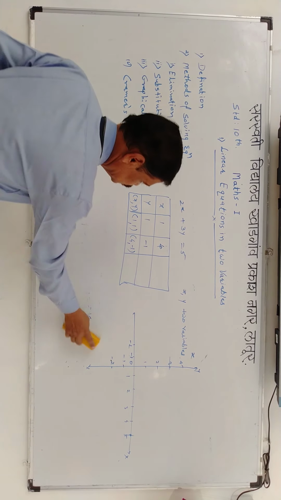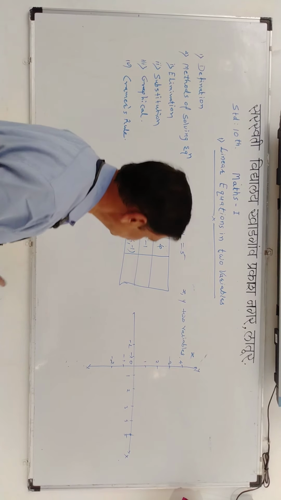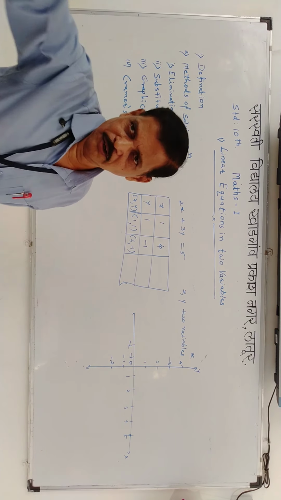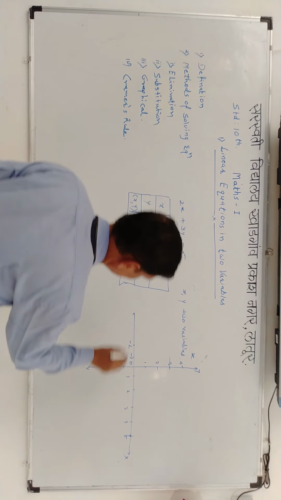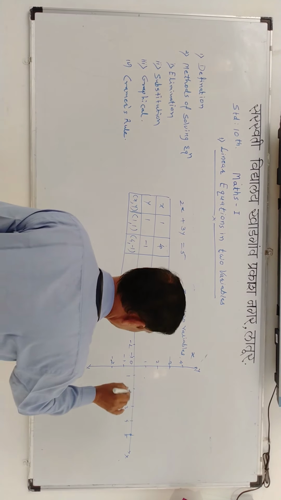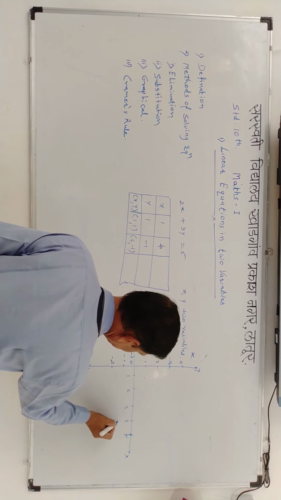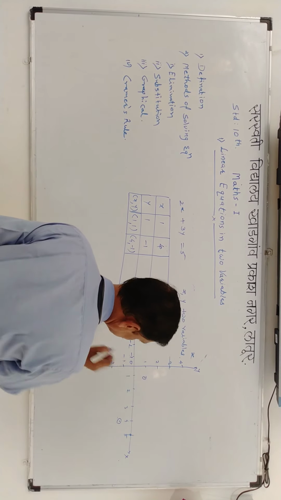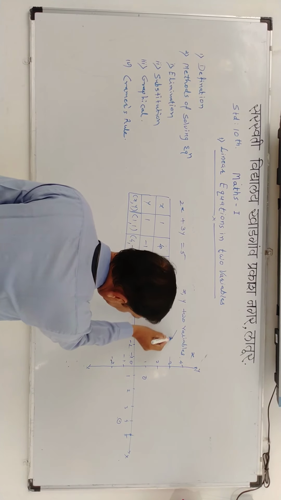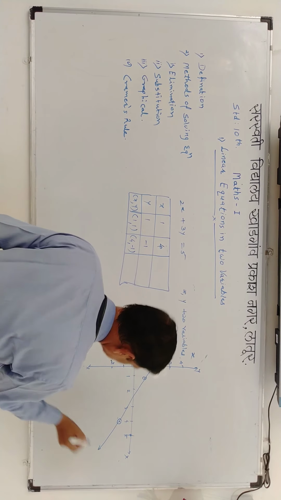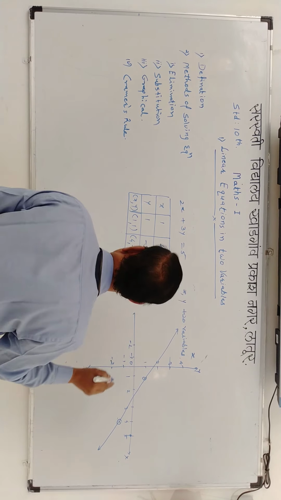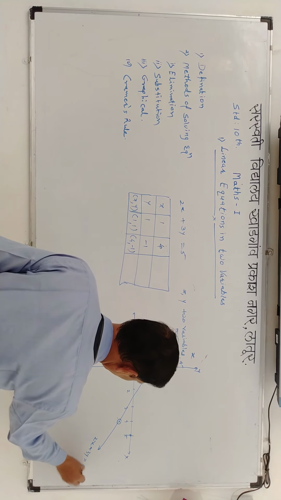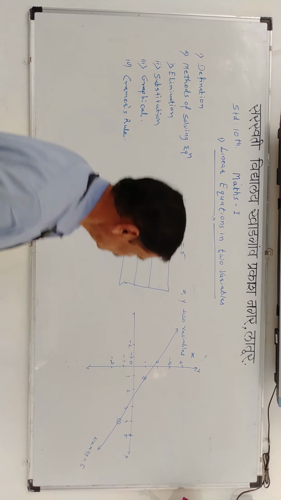Let us take these two points, because two distinct points determine one and only one line. So (1, 1) and (4, -1). These two points are there, and we can determine this line 2x plus 3y is equal to 5.